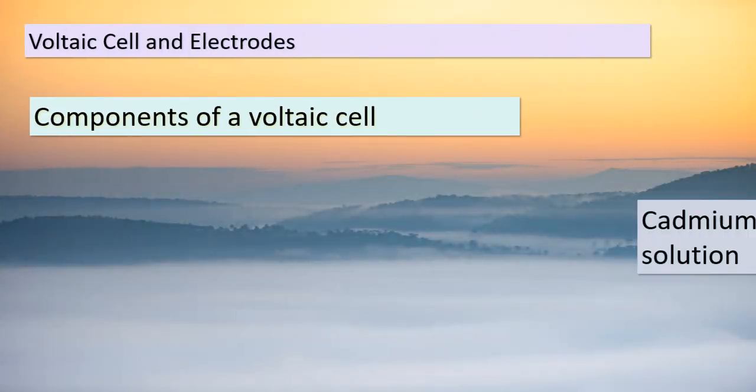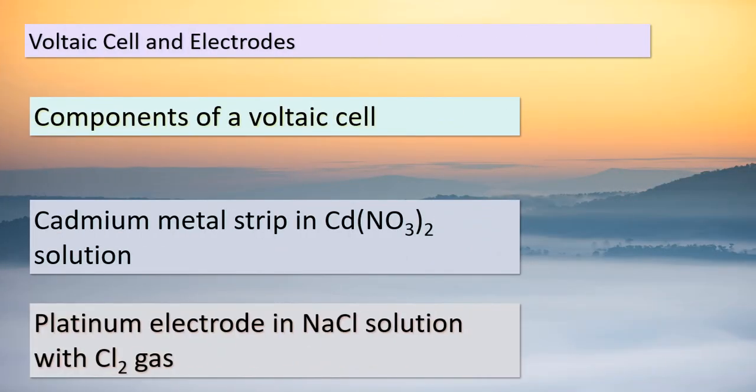Good day, students. Today, we're delving into the intriguing world of voltaic cells and their fascinating components. Our journey begins by exploring the setup of a specific voltaic cell. In one beaker, we have a strip of cadmium metal immersed in a solution of Cd(NO3)2. In the other beaker, a platinum electrode is placed within a sodium chloride solution, with chlorine gas, Cl2, being bubbled around the electrode. These two beakers are connected by a salt bridge, which plays a crucial role in maintaining charge balance. Now, let's move on to understanding the roles of the electrodes within this cell.